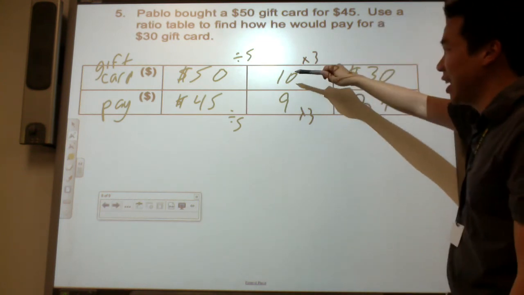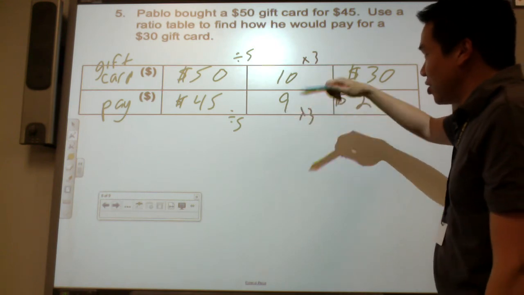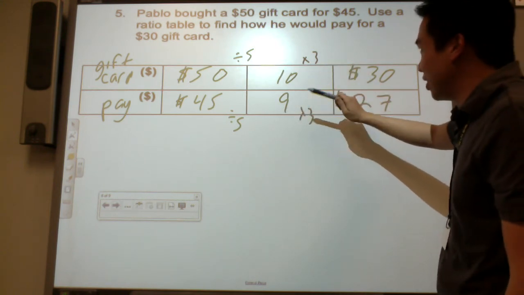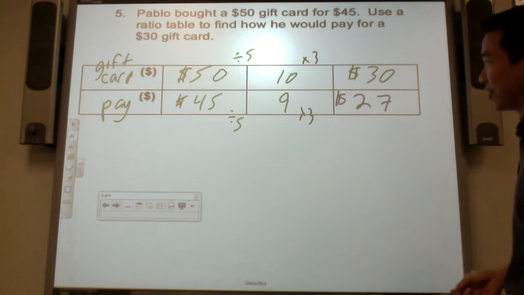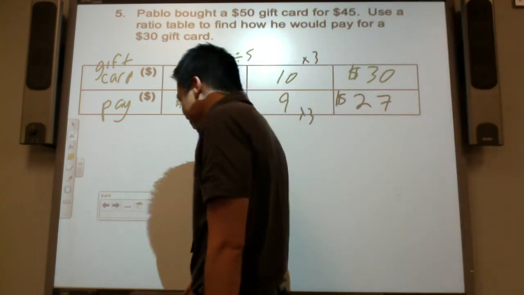So for every $10 gift card, you pay $9. So for a $20 gift card, you pay $18. For a $30 gift card, you pay $27. So that's the answer for that one.